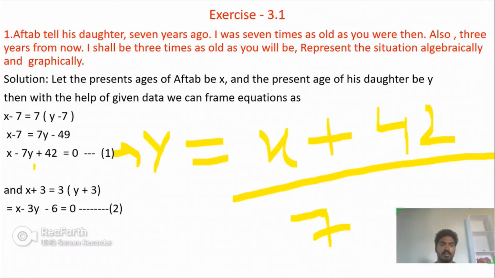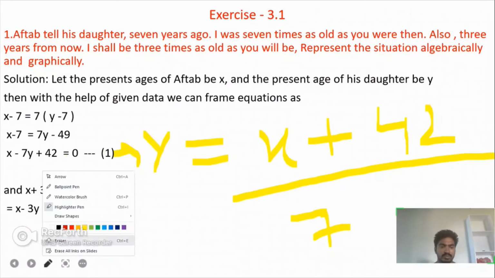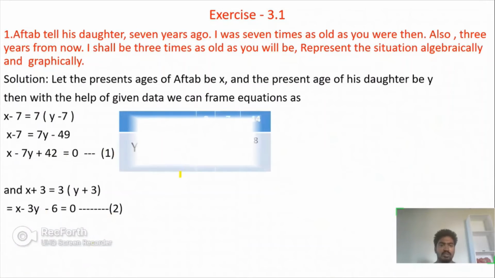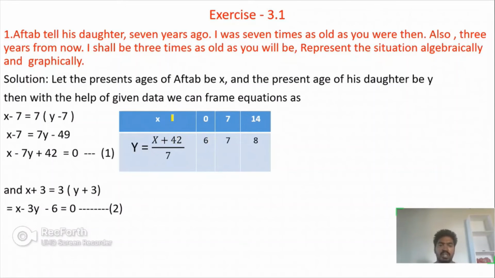So now I am framing a table for this equation. If x is taken as x and y is equal to x plus 42 by 7, then if I put x is equal to 0, the corresponding value of y will be 42 by 7, that is 6. If I put x is equal to 7, then the corresponding y will be 7. If I put x is equal to 14, then the corresponding y value will be 8.